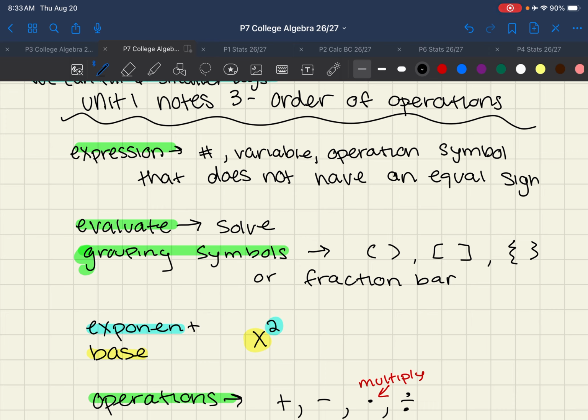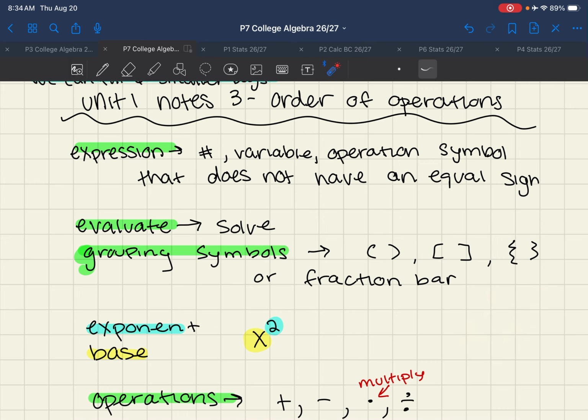Okay, then we have the word evaluate. If you see the word evaluate, that means to solve depending on the problem given. So evaluate means to solve. Then we have grouping symbols. So everyone should be familiar with parentheses. Okay, but we also have brackets, curly brackets, and a fraction bar. So if we had like A over B, this bar between the fraction would be considered a grouping symbol.